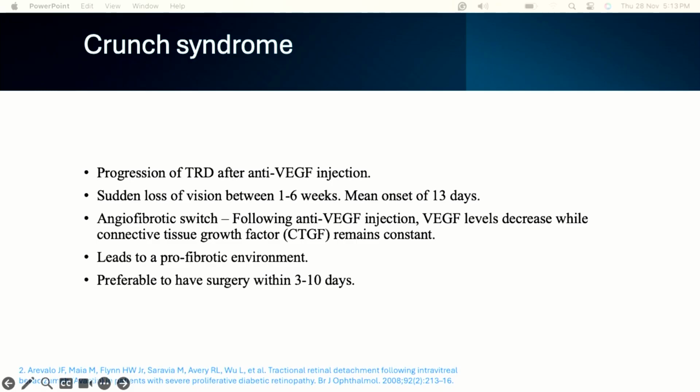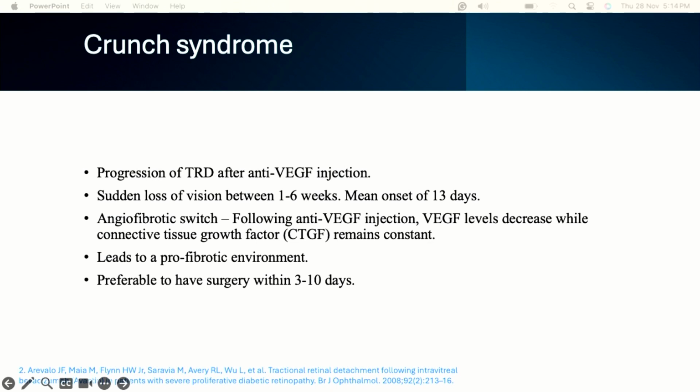The mechanism is that there is an angiofibrotic switch. Following the anti-VEGF injection, the VEGF levels decrease, whereas the other factors like connective tissue growth factor remain constant, which leads to a pro-fibrotic environment. It can lead to an increase in the traction. So it is preferable to have surgery within 3 to 10 days of injection.